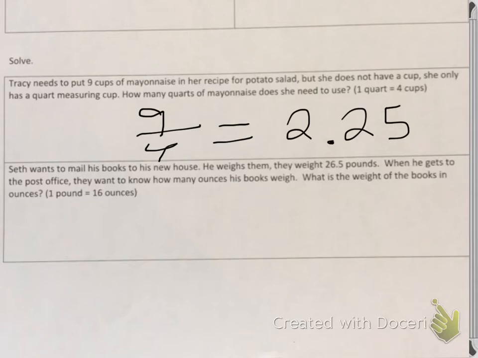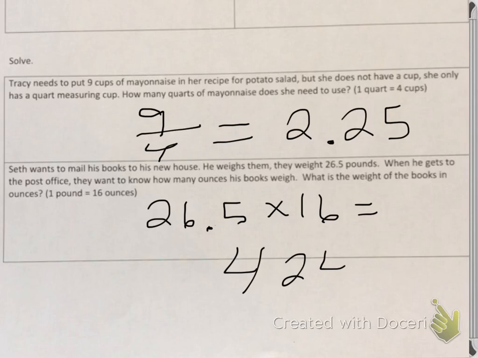The next one says, Seth wants to mail his book to his new house. He weighs it. It weighs 26.5 pounds. When he gets to the post office, they want to know how many ounces his book weighs. So what's the weight of the book in ounces? 1 pound equals 16 ounces is the conversion factor there. So he has 26.5 pounds, and to go from pounds to ounces, we're going to multiply by 16. So we're going to do 26.5 times 16. You can just punch that in your calculator. When you do that, you get 424 ounces.